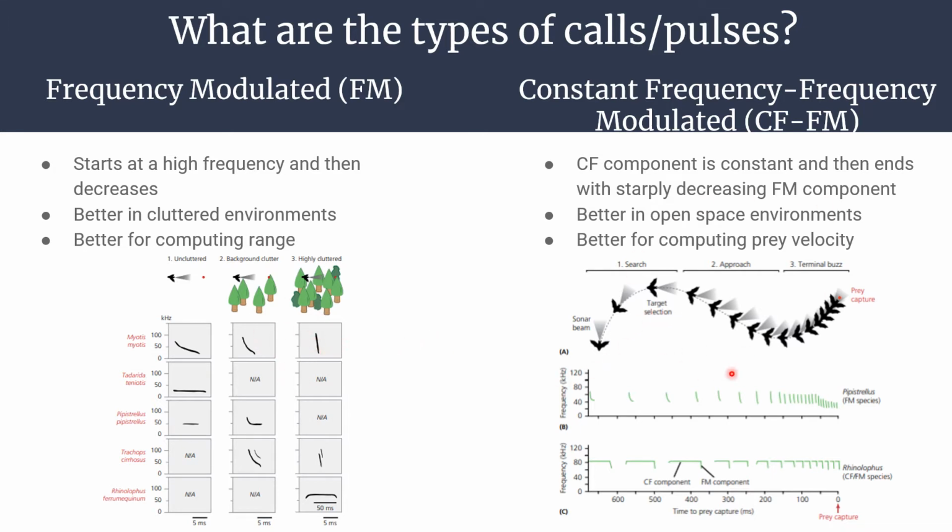There are three phases of prey capture for bats. We have search, approach, and terminal buzz. As a bat is going through these phases of prey capture, their pulse duration will decrease, so their pulses will get closer together until they capture their prey.